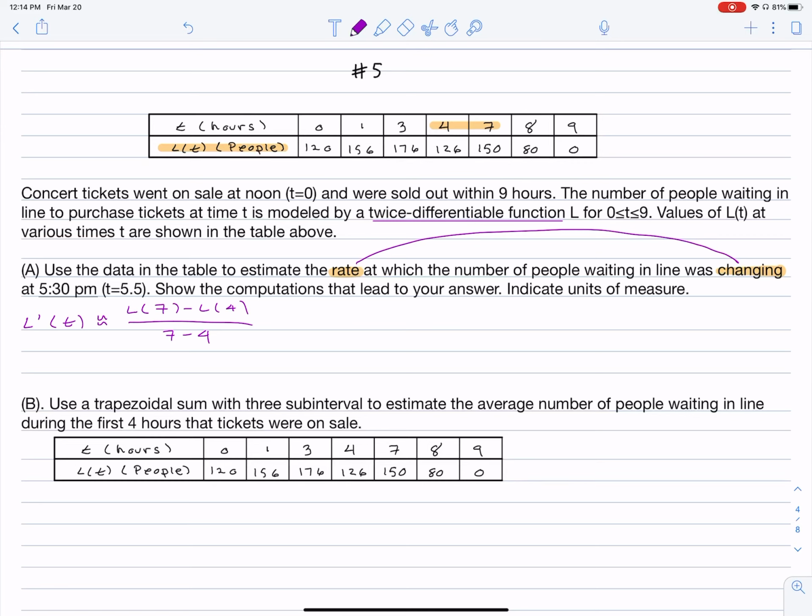And if you go and do that, I did actually do it, you're going to get 150 minus 126 over 7 minus 4, which equals 8. And our units are people per hour. It is really important that we include the units because they asked us to. The reason it was people per hour is we were taking the number of people and dividing it by time. Okay, so that's where this stream ended, and the next one picked up in the next video.